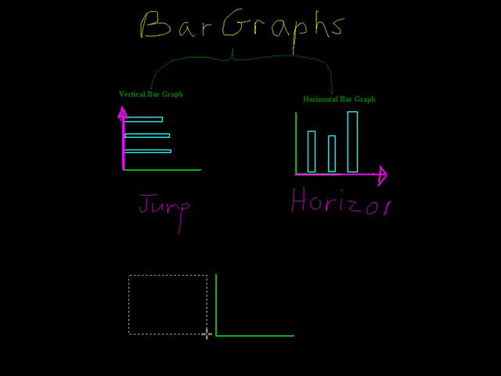There are two parts to a bar graph. There's the vertical axis, and remember vertical is like jumping. The vertical axis is also known as the y-axis. The y-axis usually takes numbers and shows the amount of what's being measured.